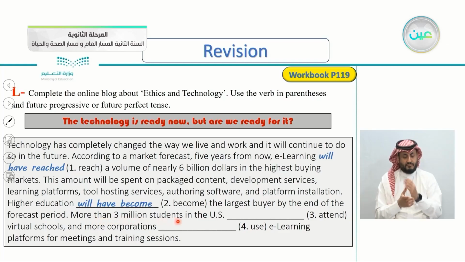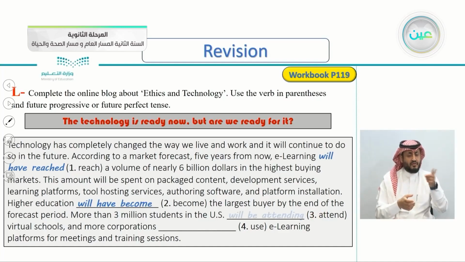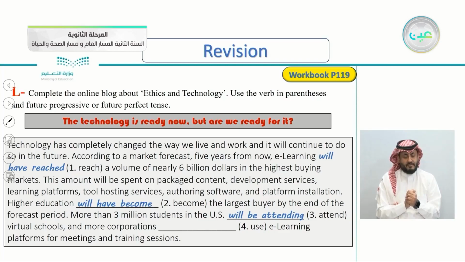More than 3 million students in the US attended virtual schools. So, number 3, more than 3 million students in the US attend virtual schools. So the verb here in number 3 is attend. So the correct answer here is will be attending. So we chose here the future progressive. The future progressive will be attending virtual schools, because we're talking about something that will be in progress in the future.